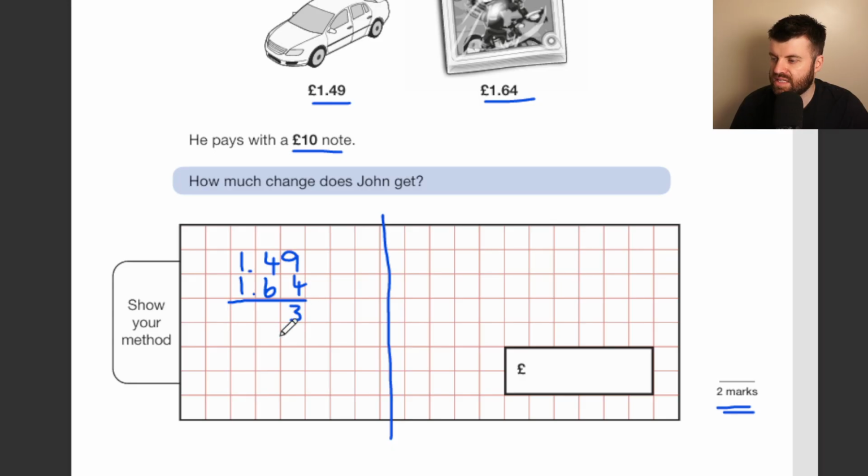9 plus 4 is 13. 6 plus 4 is 10, plus 1 is 11. Put your decimal place in. 111 is just 3. So we have £3.13.